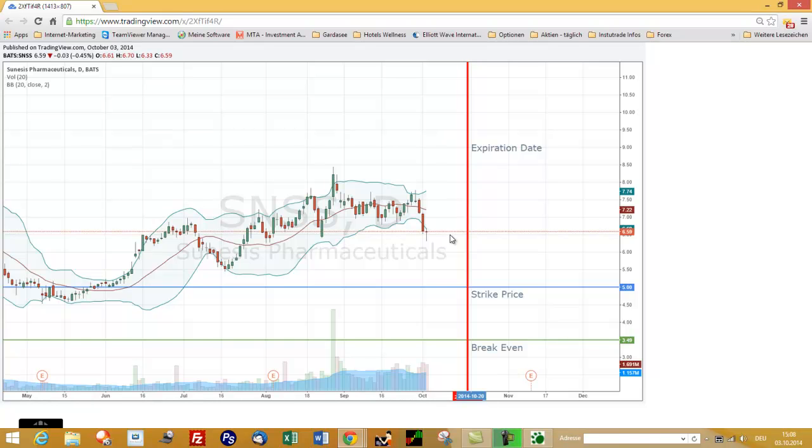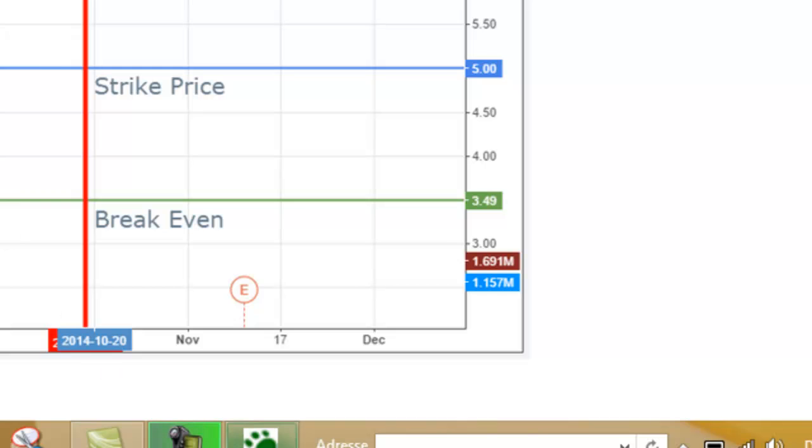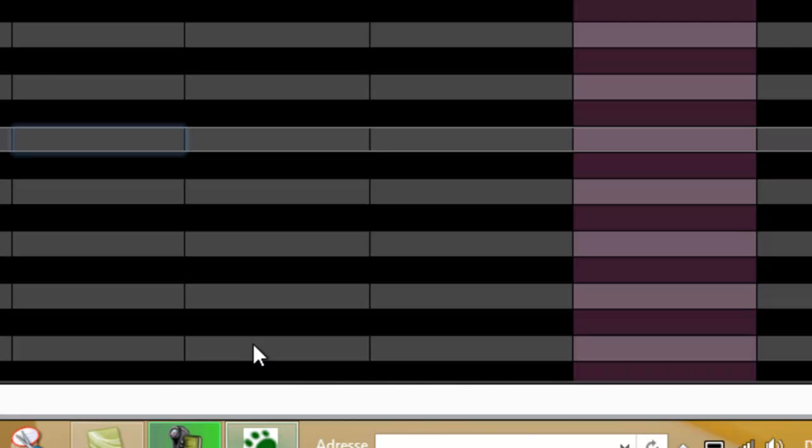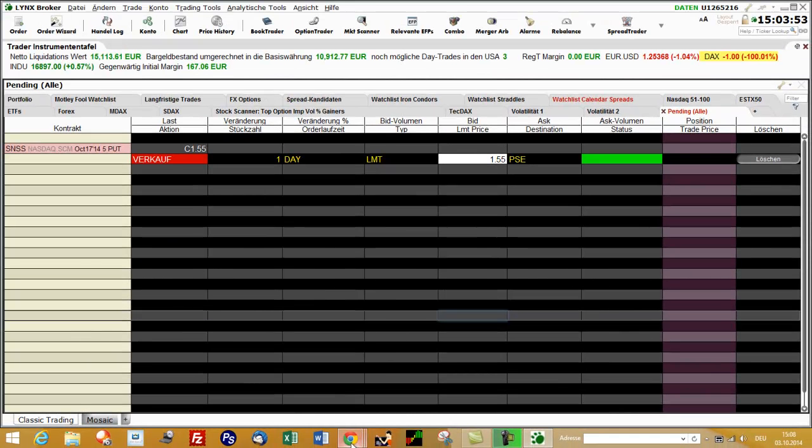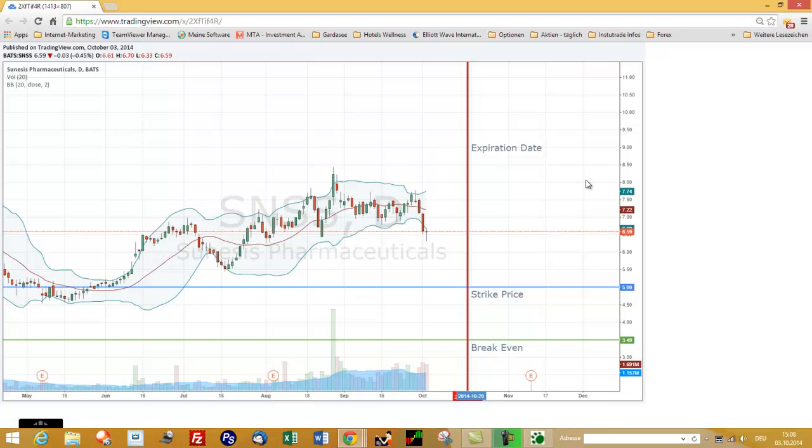So then I looked at my brokerage account to see what kind of options we do have. And there I found a put for a $5 strike, which expires, as already said, on October 17th. The $5 put sells for $1.55 currently. What does this mean? Let's have a look at the chart again. On the chart you can see the strike price is well below the current trading price. The current trading price is $6.59, the strike price is $5. So what does this mean?